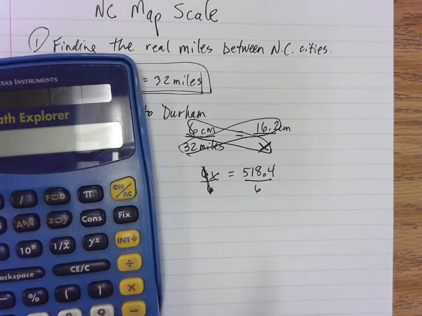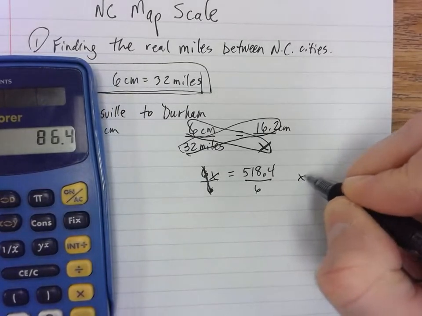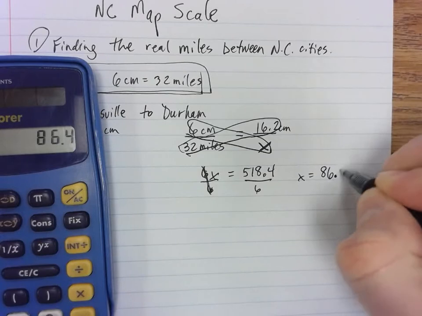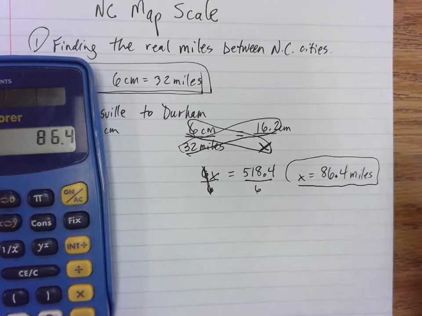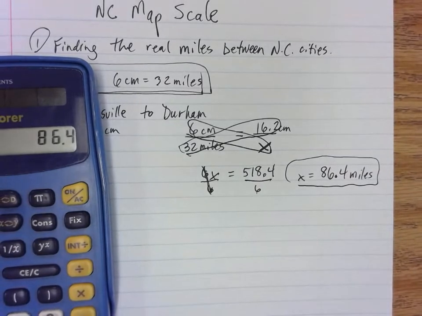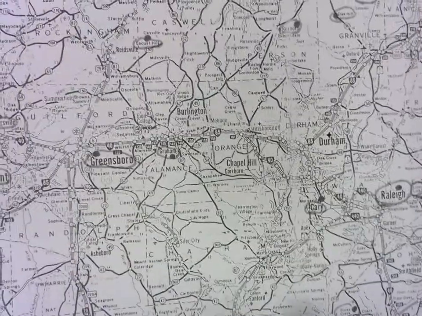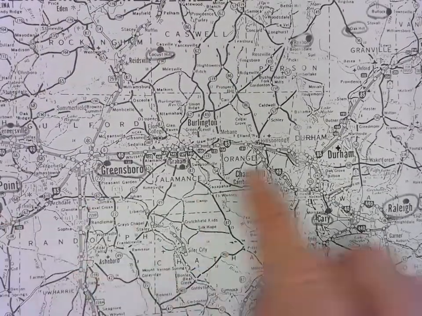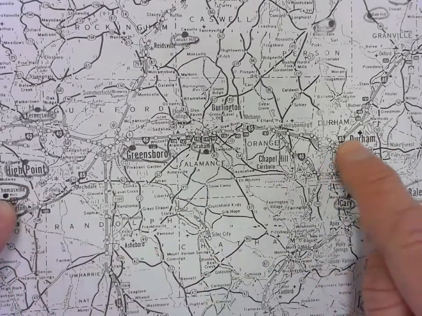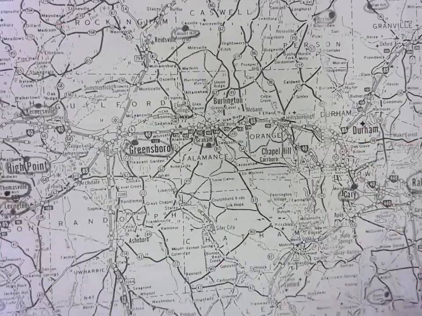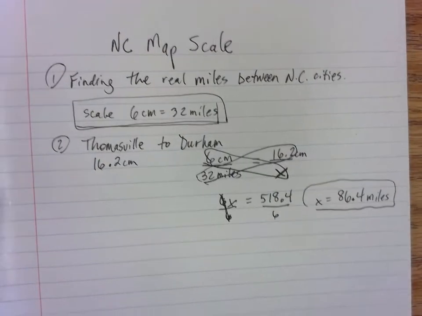divided by 6, which is 86.4. I don't know if y'all can see that. So it's 86.4 miles, really. Okay, so x is 86.4 miles. So if you could drive from Thomasville to Durham in a straight line across that map, of course you can't do that because there's not a straight road from Thomasville to Durham. But if you could drive straight, in a line as straight as possible, it would actually be about 86.4 miles. Now it's probably more than that in reality, but that's what we got for that one.